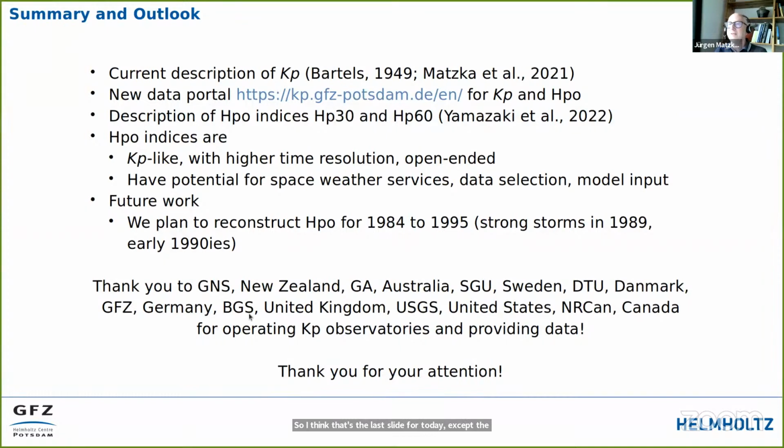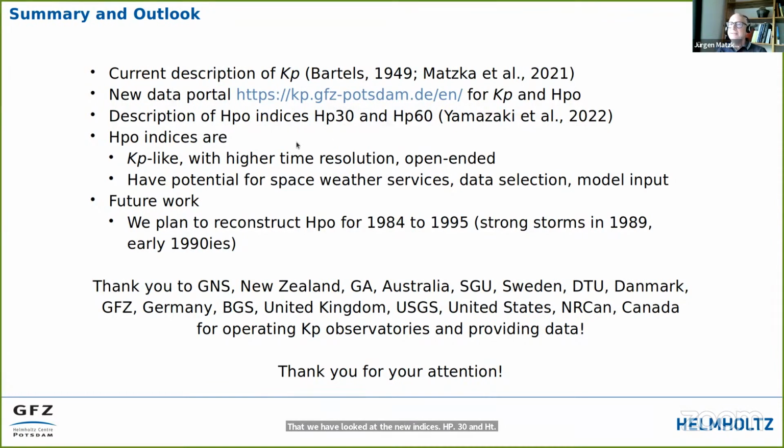So I gave you a description of KP as we do it in the moment, and it's published in a publication by myself from 2 years ago. The original publication and the index come from Bartels. I have shown you our new data portal. That we have looked at the new indices, HP30 and HP60 publication. The reference is here shown again.